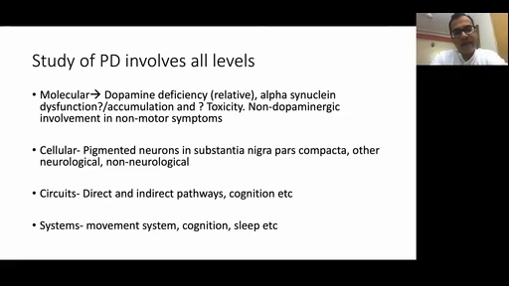Then you jump one layer ahead. You have a cellular level where you have pigmentary neurons in substantia nigra, which are lost early, and then later on the rest of the brain also starts to show reduction in the neurons as well. And then you jump one layer, you have the direct and indirect pathways. Later on cognition as well gets involved. And there are multiple systems, the largest and the predominant of which is the movement system.